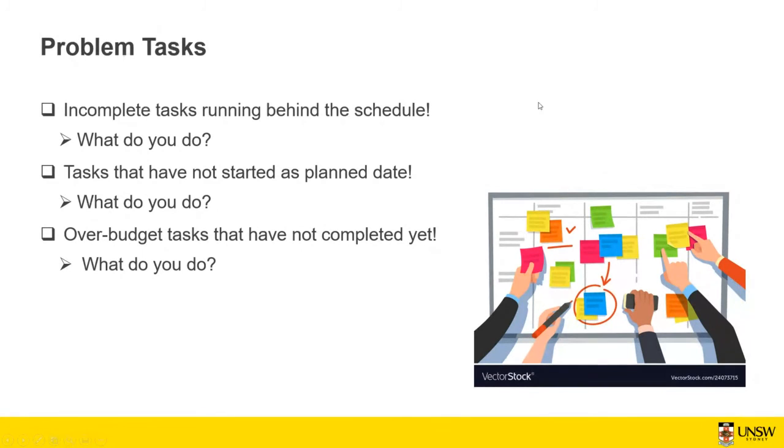So there are some problem tasks. As you can see, there are three main problem tasks here. One is an incomplete task running behind the schedule. If you encounter that problem, what do you do? Incomplete task running behind the schedule.